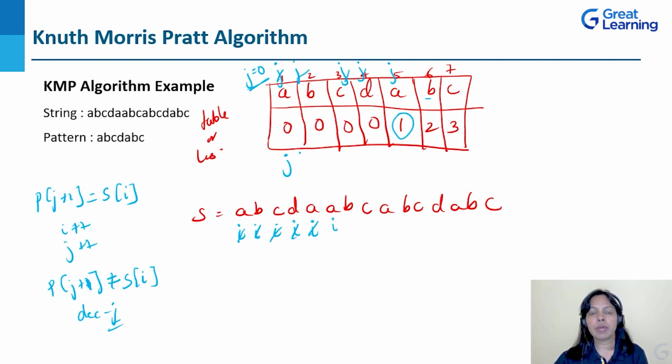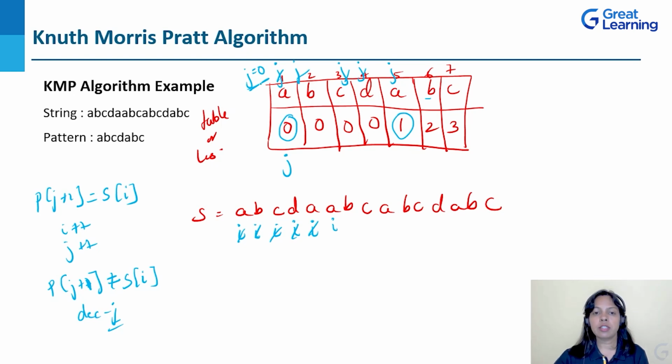Now again comparison will be done. J plus 1 will be compared with I. So j plus 1 is B and I is A itself. So again there is a mismatch. For I, we don't have to do anything. J will be decremented. Now j will be decremented where? Wherever currently j was pointing, that index or that number in the table, it will be decremented. So j will now be decremented to 0th.